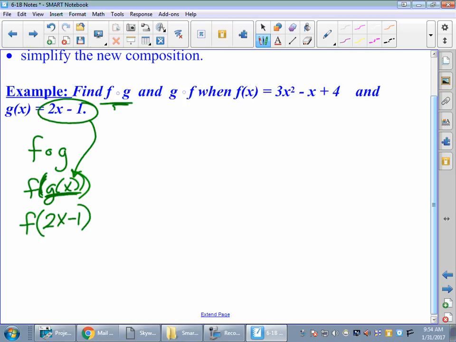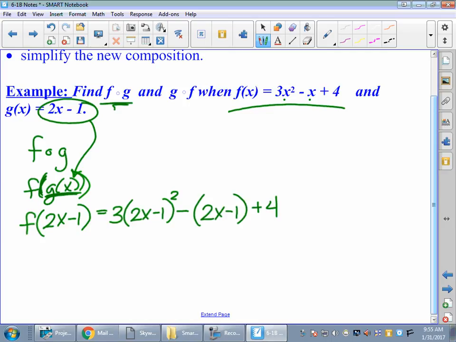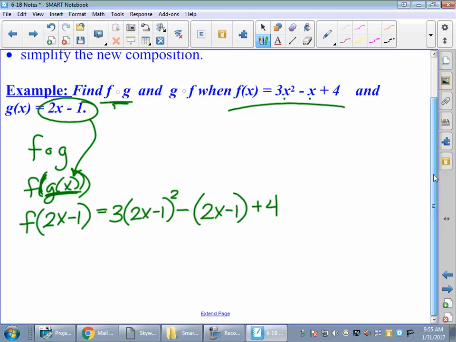We're finding the function F in terms of G. The G of X function is 2x minus 1. So in this F of X function here, wherever I see the variable, I'm going to replace that variable with 2x minus 1. Replace the variable x with the G of X function. So what this becomes is 3 times 2x minus 1 squared. There's my 3x squared. Minus 2x minus 1. There's the minus x, and then plus 4. So there's my F of X function in terms of G of X.